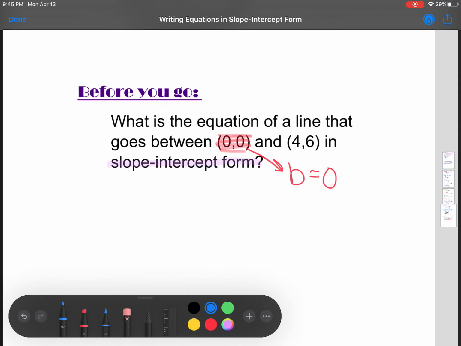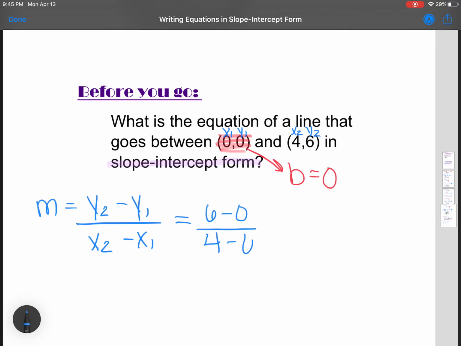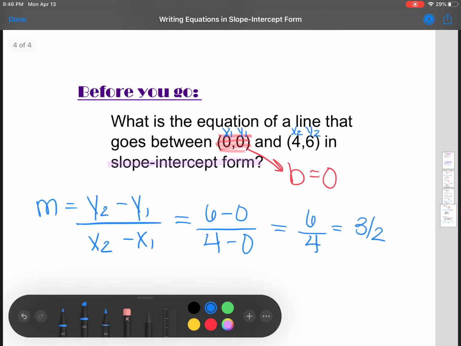Now for my slope, m equals y2 minus y1 over x2 minus x1. All right, I'll label these points in the little spot I have. So it's going to be 6 minus 0 over 4 minus 0. 6 minus 0 is 6. 4 minus 0 is 4. 6 divided by 4 is the same as 3 divided by 2. Hey, we've already done that slope before, no big deal.